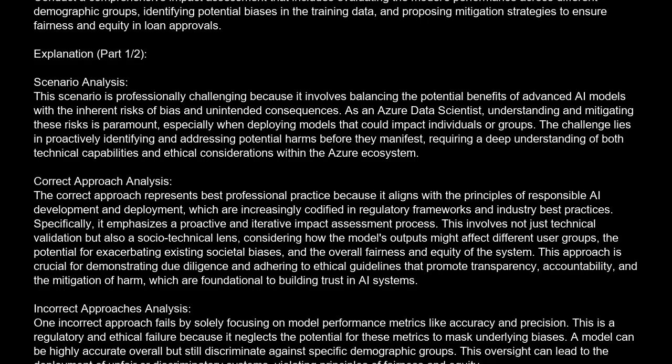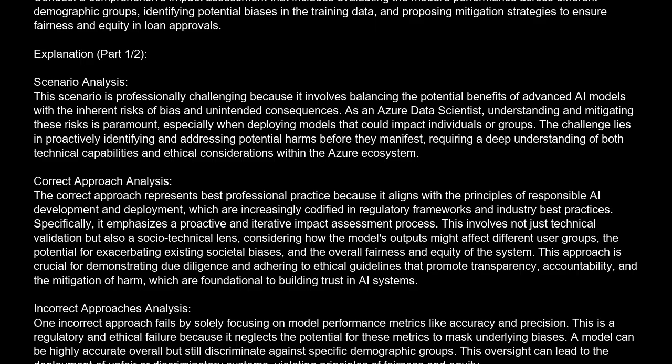The correct answer is A. Conduct a comprehensive impact assessment that includes evaluating the model's performance across different demographic groups, identifying potential biases in the training data, and proposing mitigation strategies to ensure fairness and equity in loan approvals.